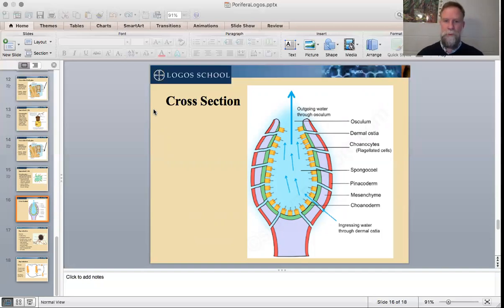And here we see the spongiocoel. This is the inner cavity. That term coel means cavity, so spongiocoel. We see the choanocytes, and these choanocytes are on the inside. I haven't fact checked that positioning. It's possible that they line the inside as well, or maybe in some species they're found on the inside and not on the outside.